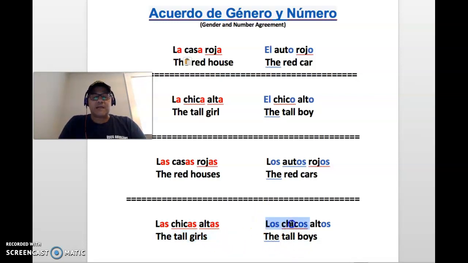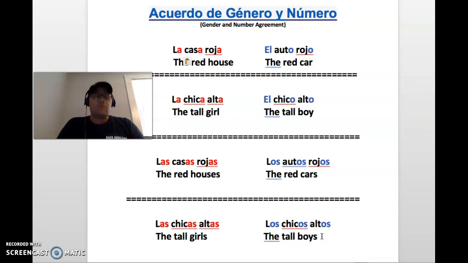Here, los chicos altos, the tall boys. All right. Again, in English, you only add S to boys to make it plural, but in Spanish, you have to have everything. Otherwise, again, it would not make sense. Okay. So that's basically what acuerdo de género y número is. Gender and number agreement. That's what it is. If it's a boy, everything else has to be a boy. If it's a girl, everything else has to be a girl.